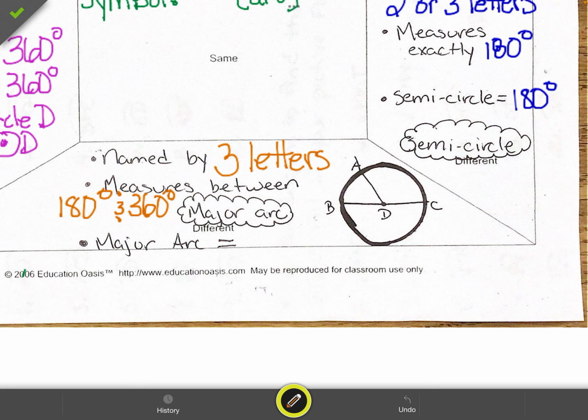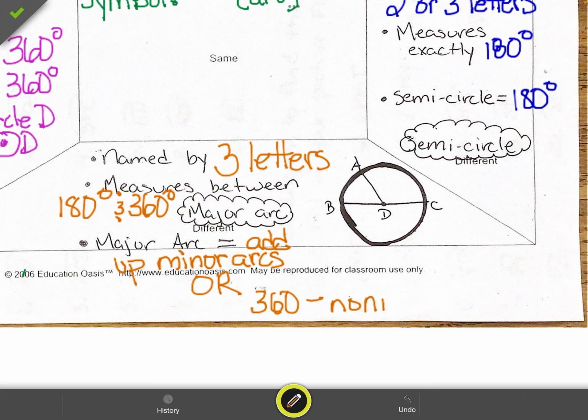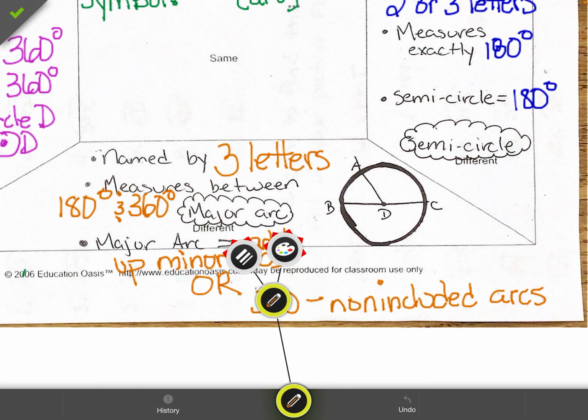Now, for your major arc, there are 2 ways you can find the measure of it. You can add up all the minor arcs that make up the major arc, or you can do 360 minus the pieces that you don't want, which we call non-included arcs. But again, we'll look at that tomorrow so that you can see what that looks like. So let's look at the picture, because today we're just identifying minor, major, semi. Let's look at our picture and make sure we can find some major arcs.